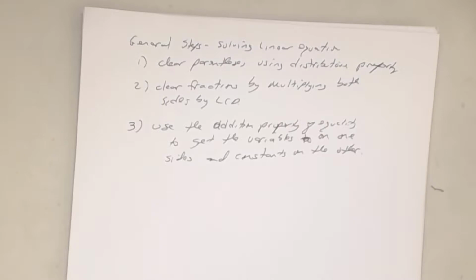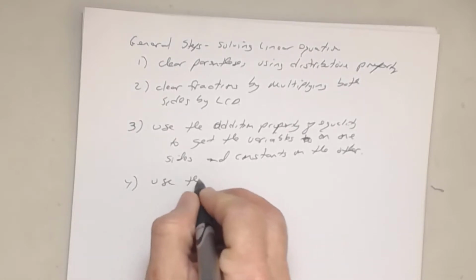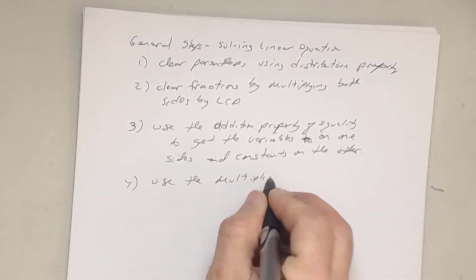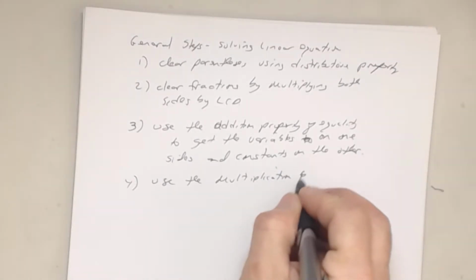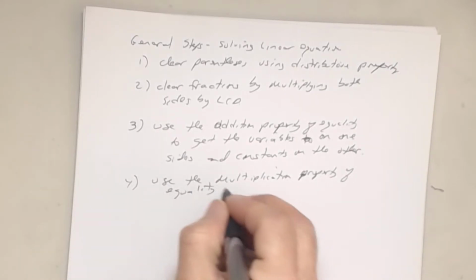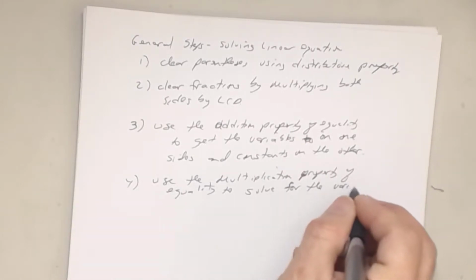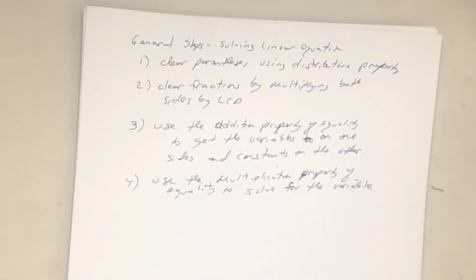Now, once you get the variables to one side, the next step, remember, was to use the multiplication property of equality. That's where you divide both sides by the coefficient. So step 4 would be to use the multiplication property of equality to solve for the variable. All right? Okay. So the only new step here would be step 2. That's the only new step.